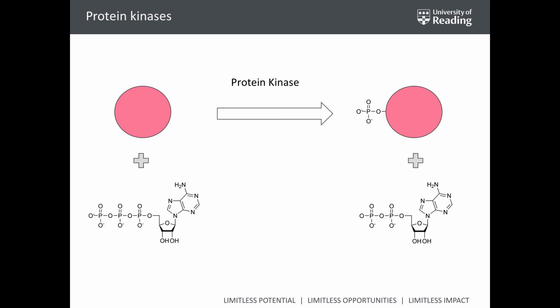As I say, in many cases, this is another protein. Obviously, phosphate groups are quite highly charged. That then alters the three-dimensional conformation of the protein and alters its function. The protein kinase then releases ADP and the substrate, the phosphorylated substrate.